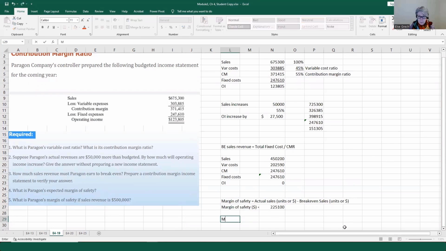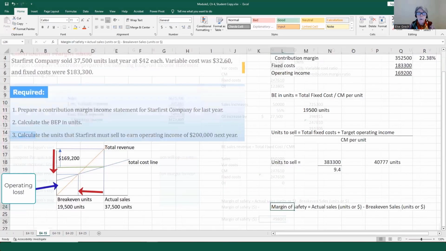So margin of safety in dollars. And they're saying, well, what if their actual was $500,000? And we're going to subtract the 450,200. Our margin of safety will have shrunk. It'll become smaller. And that indicates we have higher risk, right? The risk is that, let's go back to the chart. The risk is that we're falling down and we're ending up in this loss position right here.